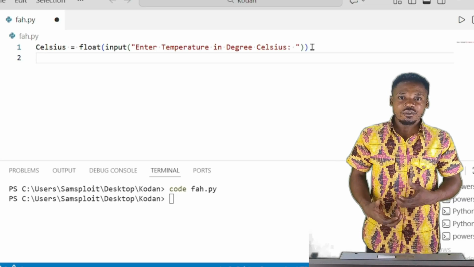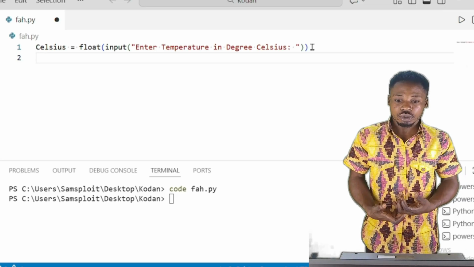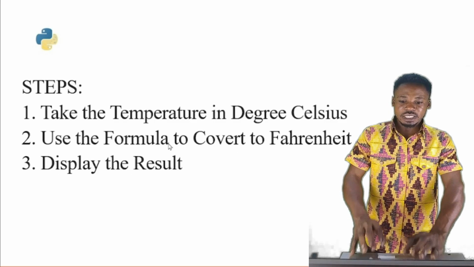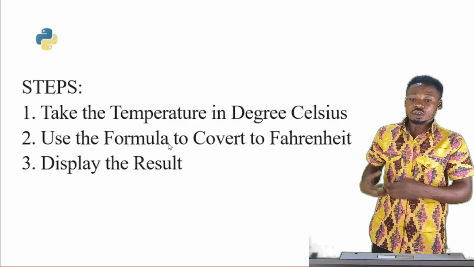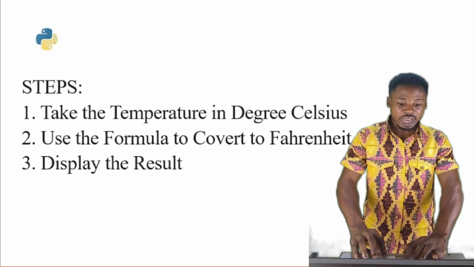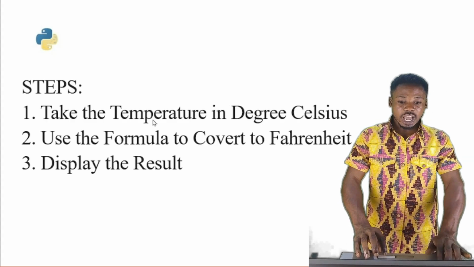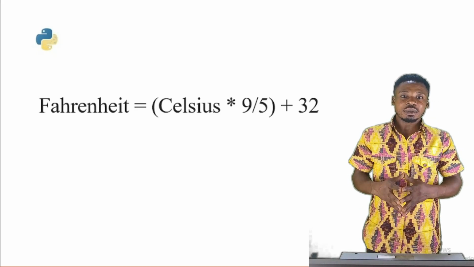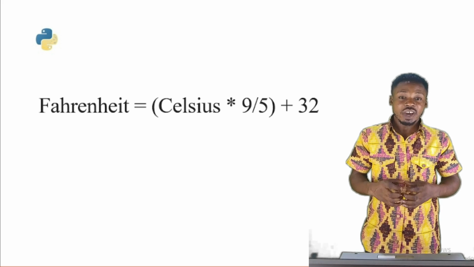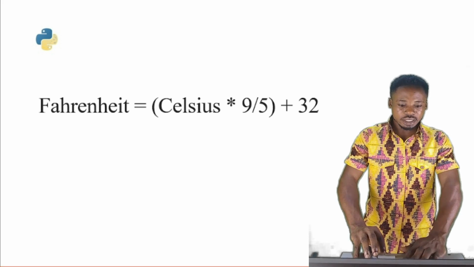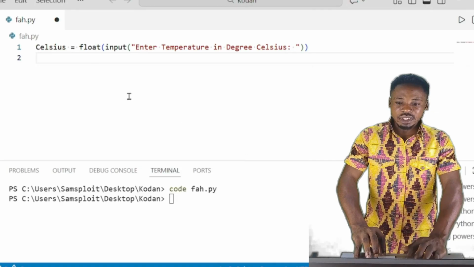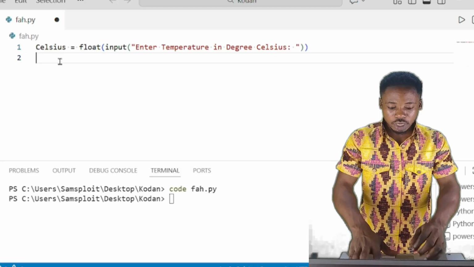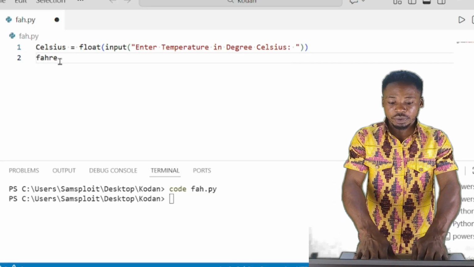After taking and converting the degrees Celsius to float, the second step says that after taking the temperature in degrees Celsius, use the formula to convert to Fahrenheit. The formula we are using is Fahrenheit equals bracket open, Celsius multiplied by 9 divided by 5, bracket close, plus 32. Having saved the Celsius in a variable called Celsius, let's create another variable called Fahrenheit.